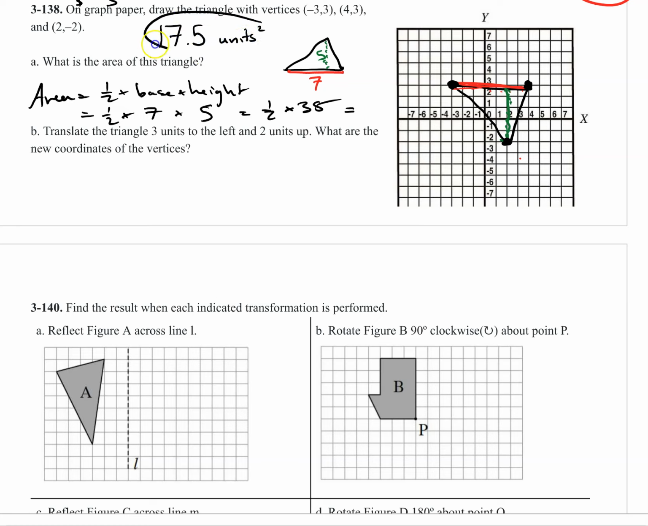Don't forget to square your units. This is 17.5 units squared. Now I'll let you do B. I don't think this one's too bad. Translate the triangle 3 units left and 2 units up. What are the new coordinates? Make sure you write them. 3 left, 2 up. Do it for all 3.